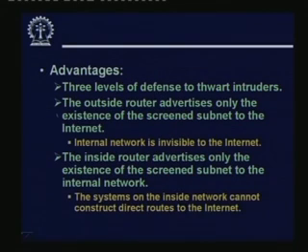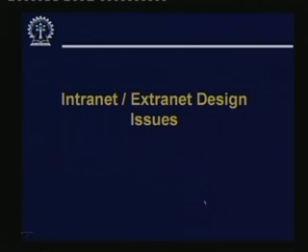Okay. So, just continuing, in this third alternative, we basically have three levels of defense to thwart intruders. There are two routers, one outside router and one inside router, and thirdly there is the Bastion host. The outside router makes the internal network invisible to the internet. Similarly, the inside router makes the internet invisible to the inside network. So, everything has to go through the Bastion host.